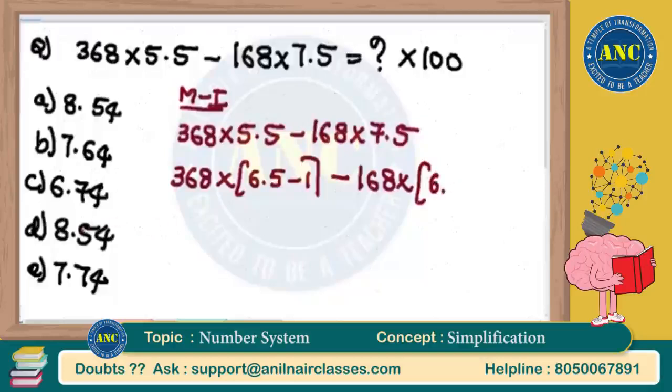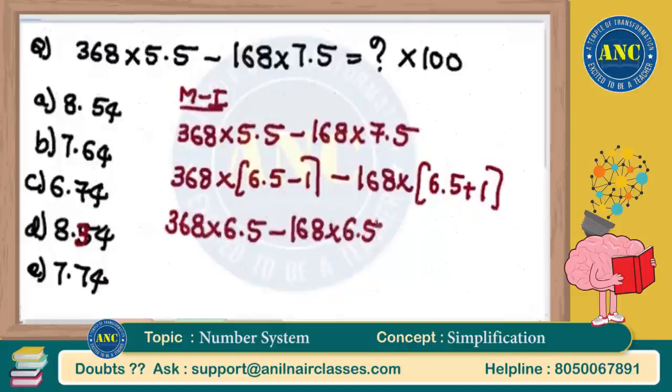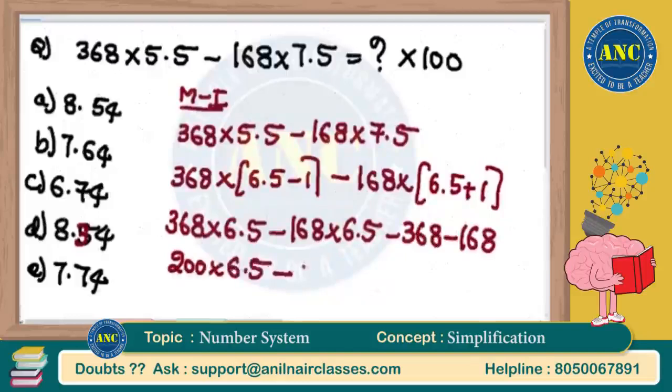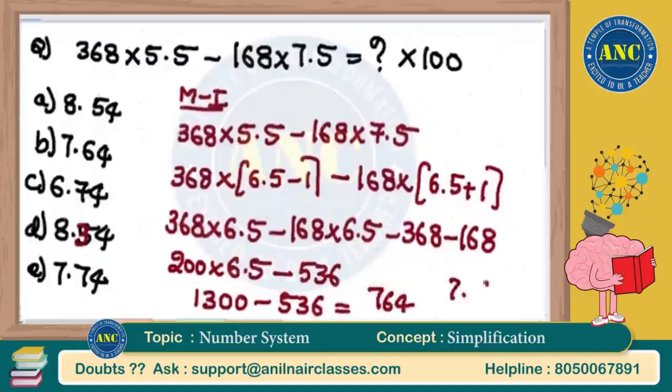How he solved it: 168 you take as 6.5 minus 1, and 168 as 6.4 plus 1. This is the same method which I am doing. Then I will tell you the ANC method. Minus 168 into 6.5, minus 368 and minus 168. So it is 200 into 6.5 minus 536. 200 into 6.5 is 1300, minus 536, so it is 764. 764 divided by 100 is 7.64. Traditional method of solving.